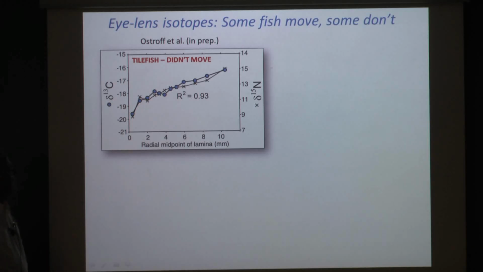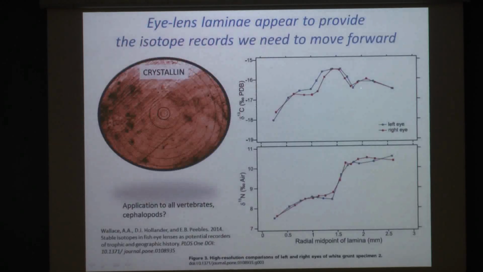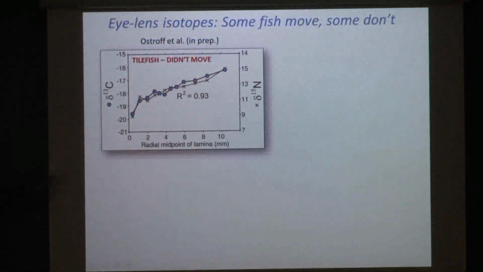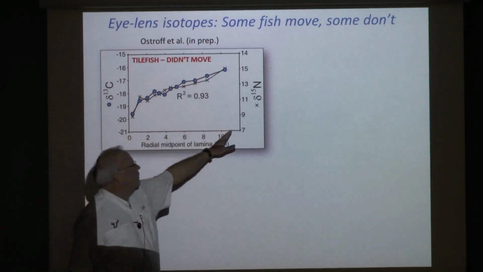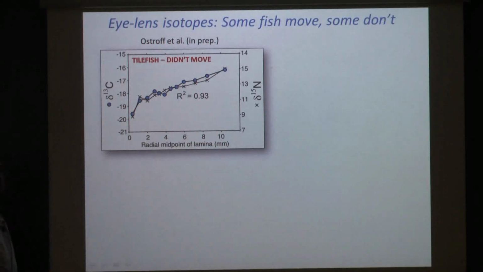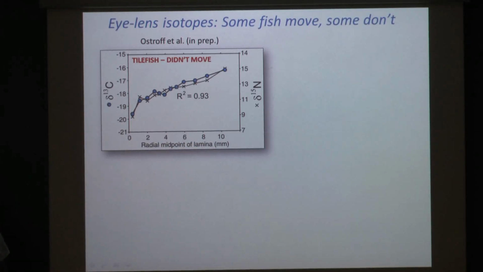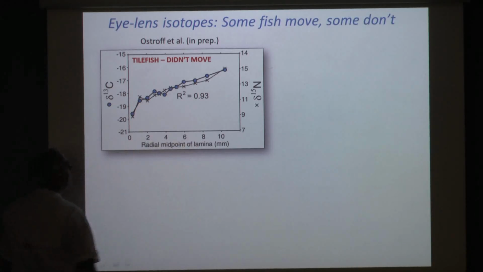So we've then taken this method and started to apply it more broadly. This is Jenny Ostroff's data from a manuscript that's about to probably go out next week. This is again tilefish. This fish here on the right. And this is its entire life, early life to the point of capture. Notice these are radial midpoints. Our units are millimeters. They're not age yet.